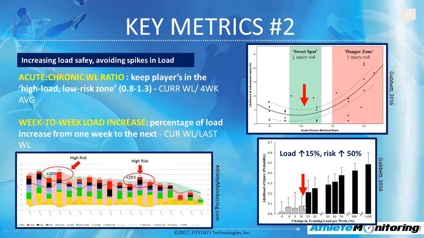We have this example here from the Tim Gabbett paper from last year, where you can see the change in training load per week and the likelihood of injury. When you increase the load by 15% per week, so you take last week and increase your training load by 15%, then the risk will increase by 50%. So that's a curve. That's a differential here.